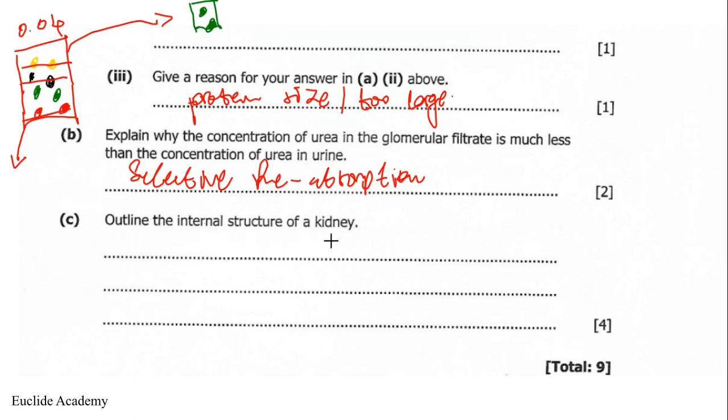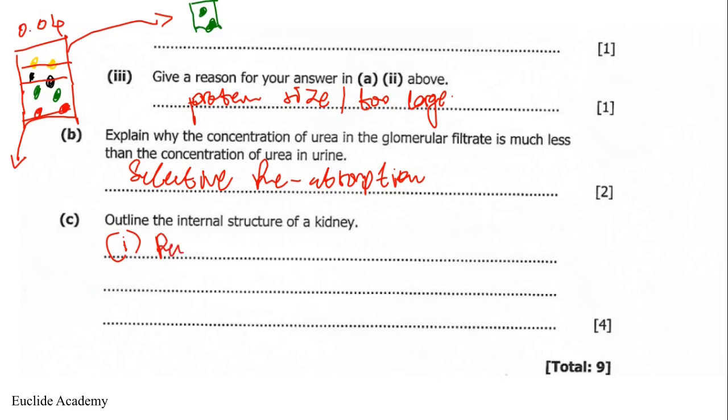Outline the internal structure of a kidney. So talk about the internal structure of a kidney. I think they can outline the internal structure of a kidney. If it was drawing, we would have drawn, but it's about outlining. So in the kidney we can talk about the veins. I'll just put it in point form. If you want, you can expand further on that.